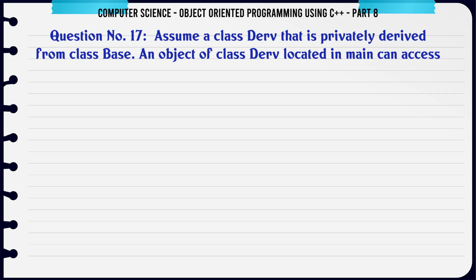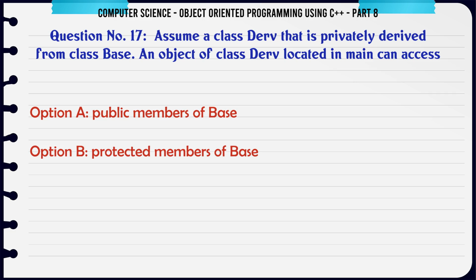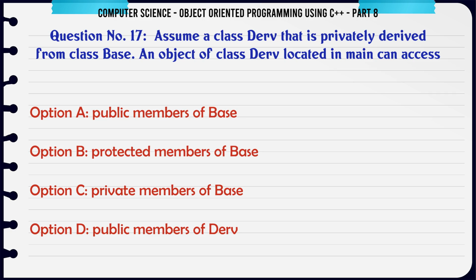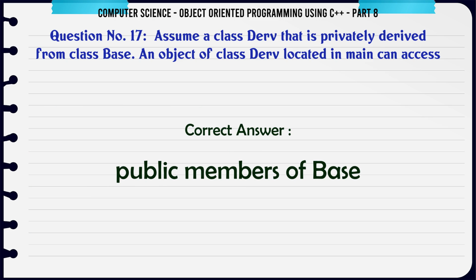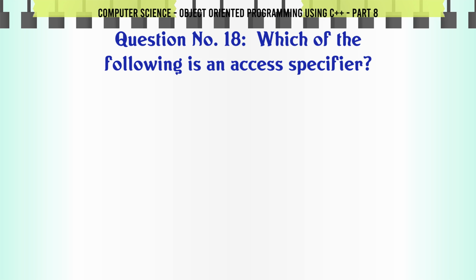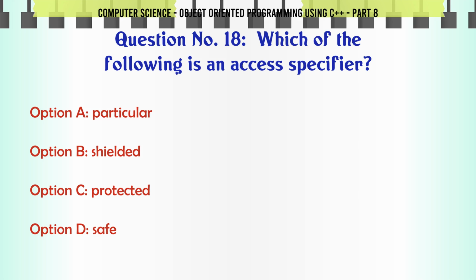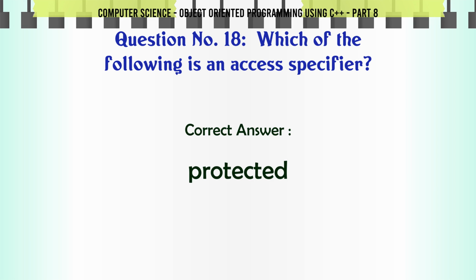Assume a class Derv that is privately derived from class Base. An object of class Derv located in main can access A. public members of Base. B. protected members of Base. C. private members of Base. D. public members of Derv. The correct answer is public members of Base. Which of the following is an access specifier? A. Particular. B. Shielded. C. Protected. D. Safe. The correct answer is protected.